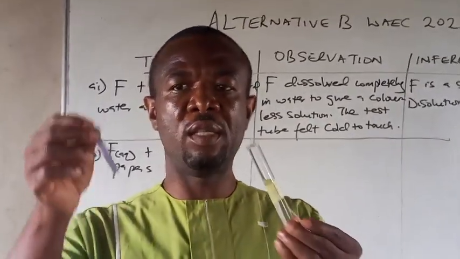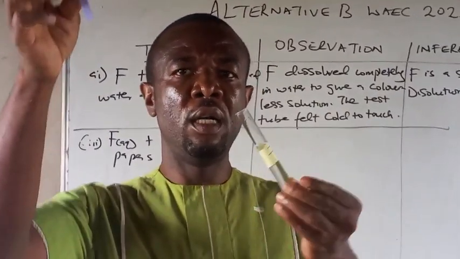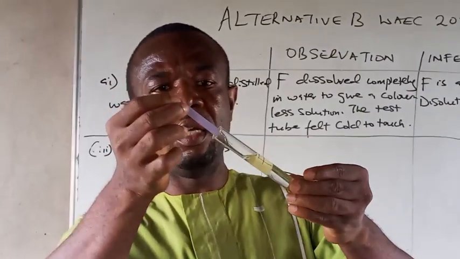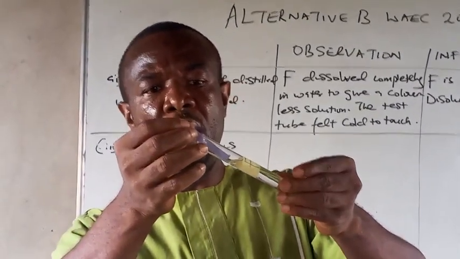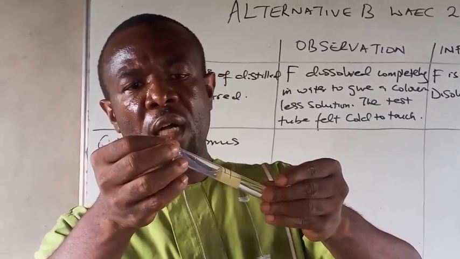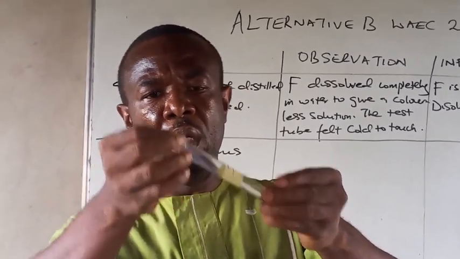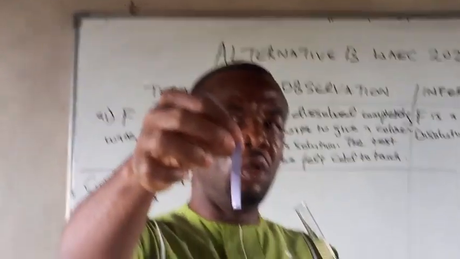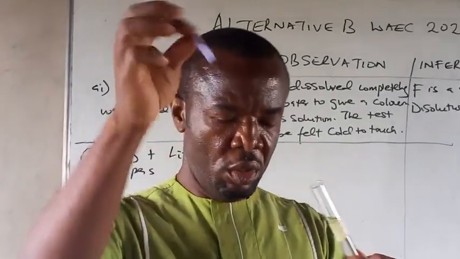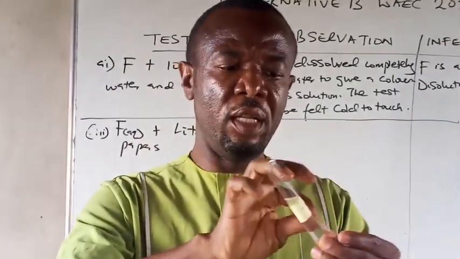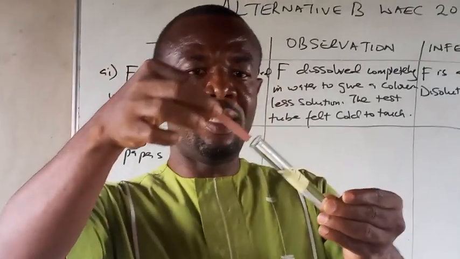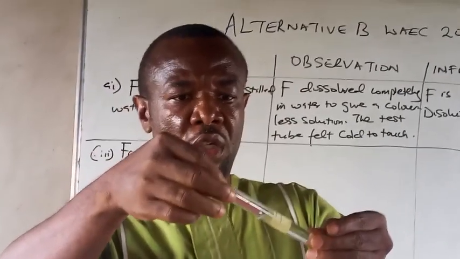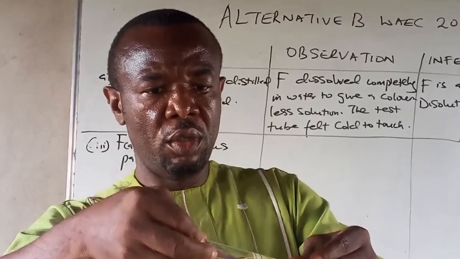So to do the test, this is the blue paper. I will slant the solution and then allow the solution to touch the blue paper only 1 second. You see, there is no change on it. So I now take the red paper, then slant the solution and allow it to touch it only 1 second.